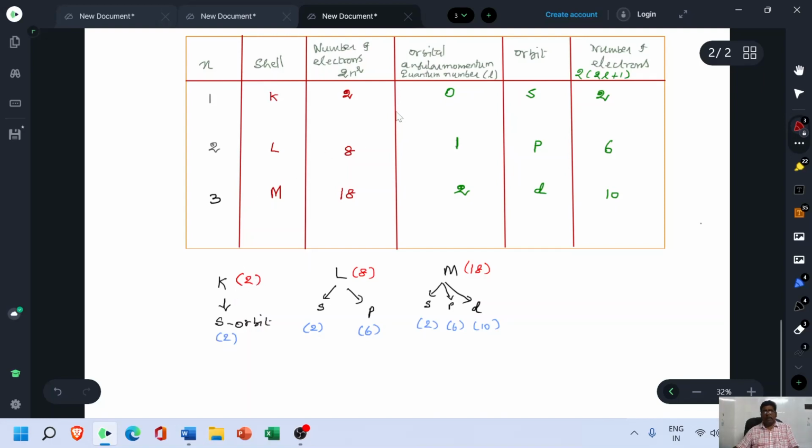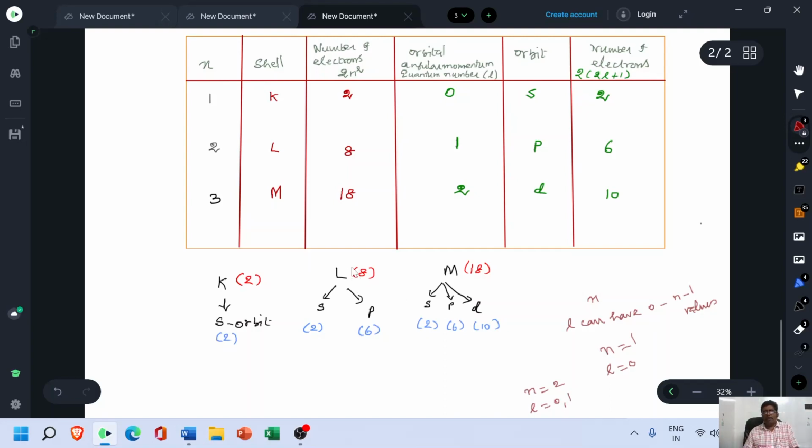For the K shell, the value of l is equal to 0, because for a given value of n, l can have 0 to n minus 1 values. Suppose n equal to 1, the possible value of l is only 0. Suppose n is equal to 2, the possible values of l are 0 and 1. So n equal to 2 represents our L shell.